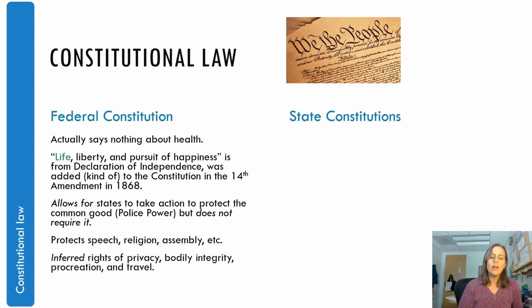And also there are what are called inferred rights. There are things that the Constitution doesn't say specifically. In the 14th Amendment, for example, it says that the government can't do anything to deprive you of your rights to life, liberty, and pursuit of happiness. Now, what does that actually mean in practice?